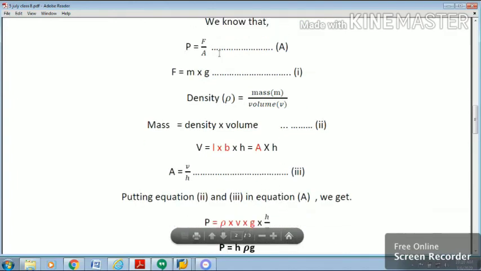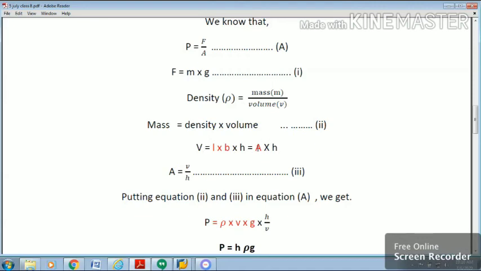We know that pressure is equal to force by area. Force is mass into g, mg. You also know that density is equal to mass by volume. Therefore, mass is equal to density into volume. Now, volume is equal to length into breadth into height. Instead of length into breadth, we can write area. So volume is equal to area into h.